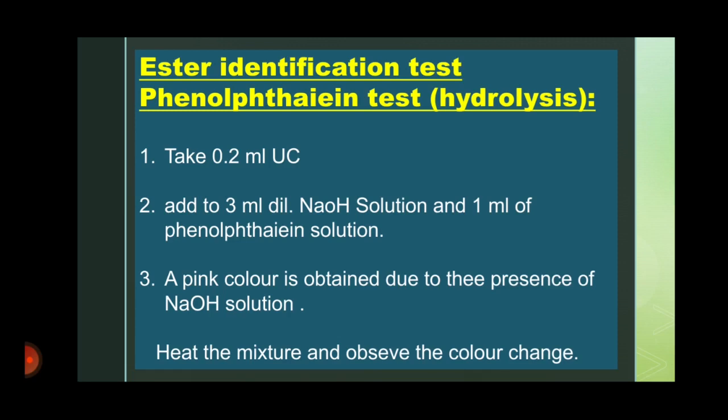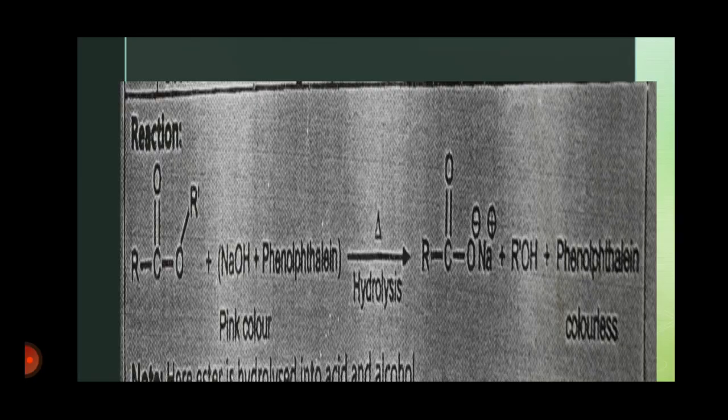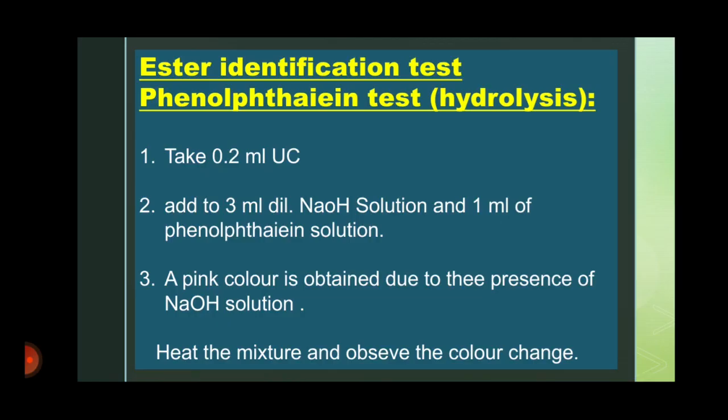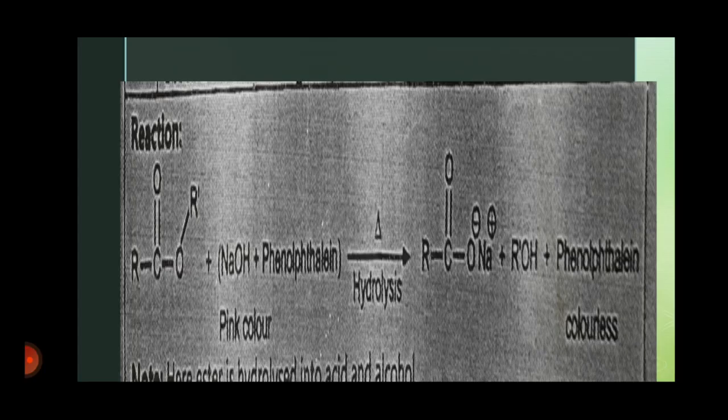What we should do: take 0.2 ml of the unidentified compound, that is the sample, add 3 ml of dilute NaOH solution and 1 ml of phenolphthalein solution. A pink color is obtained due to the presence of NaOH solution. We heat the mixture and observe the color change. If the color changes to colorless, then it gives a positive result for ester. So it is possible that our sample has the presence of ester.